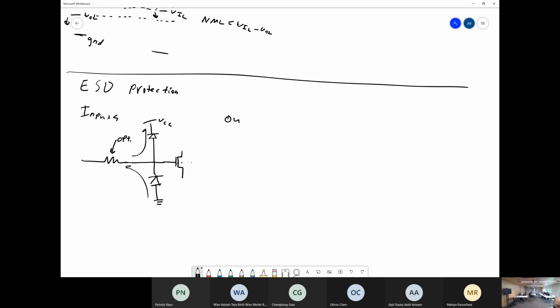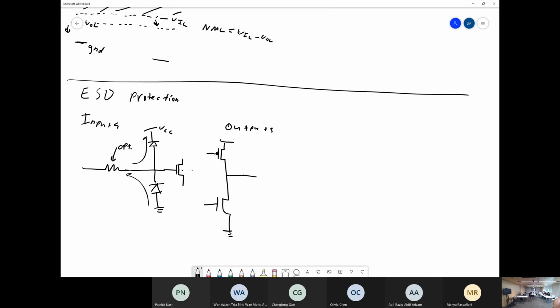For your outputs, you really have two options. You can do the same thing. Let's say you have some sort of MOSFET output stage that looks like this. NMOS, so it goes to ground, supply. You can do a very similar thing, basically exactly identical, same configuration. So your output, happy days.